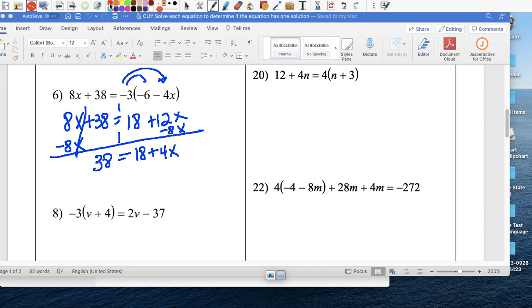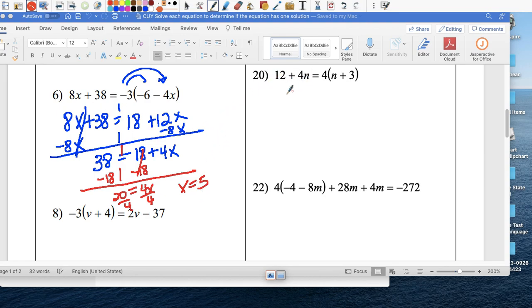Again, it just becomes a two-step equation, right? So we're going to do minus 18, minus 18. We get 4x equals 20. Divide both sides by 4, divide both sides by 4, x equals 5. So therefore, this is a one solution equation.